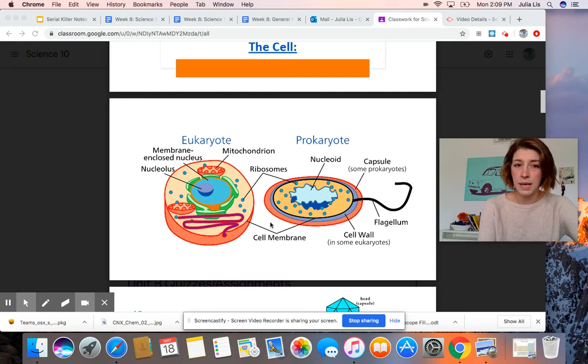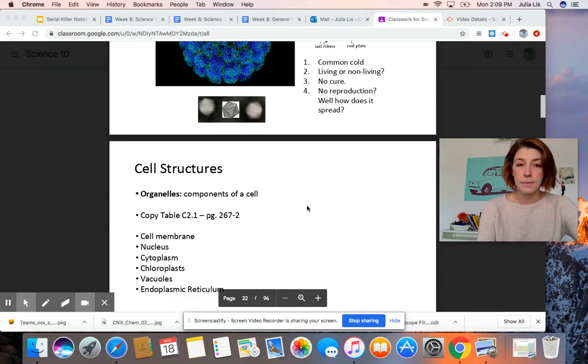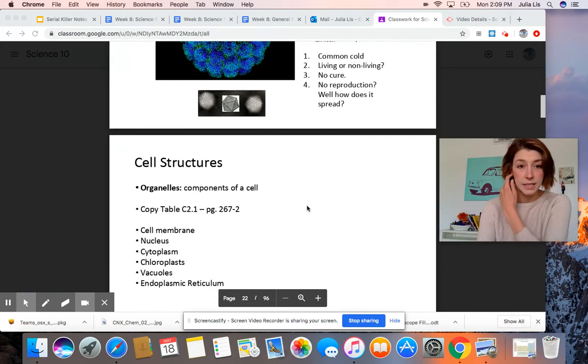Okay. Eukaryotes, you and I are eukaryotes, and these are more complex cells, and so they have things like mitochondria, and they have a membrane-bound nucleus. They're just more complex, more evolved cells, but both are living, and both meet those 6 characteristics.